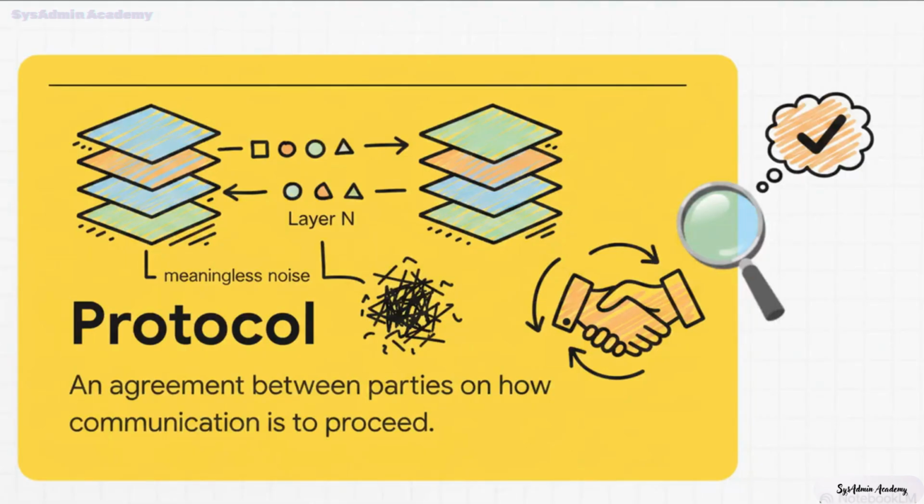Moving on to Section 2, let's talk about the rules of communication, otherwise known as protocols. At its absolute core, a protocol is simply an agreement. It's an agreement between communicating parties on exactly how their communication is going to proceed. When Layer N on your laptop carries on a conversation with Layer N on a web server halfway across the world, the rules and conventions they use to actually understand each other, that is the Layer N protocol. If they don't agree on that protocol up front, the data is literally just meaningless noise.